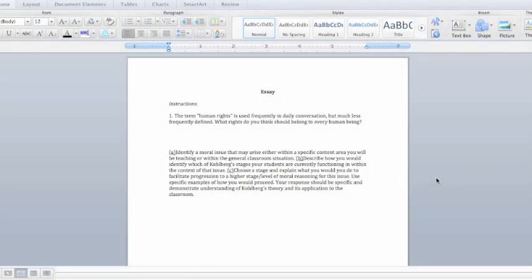It's time to take a look at essay questions, and these can be fairly difficult to write because there are a lot of things to keep in mind. First of all, we have to consider the developmental level of our students. That's going to be a big one as we're writing essay questions.